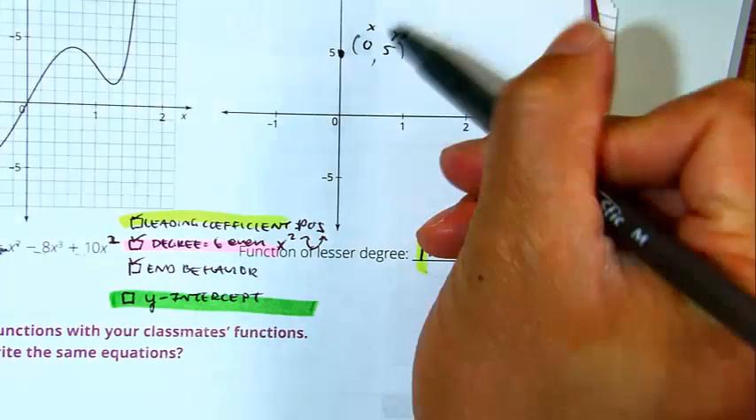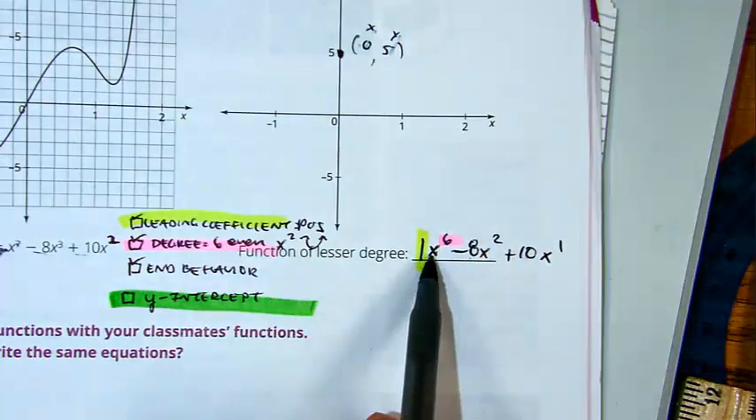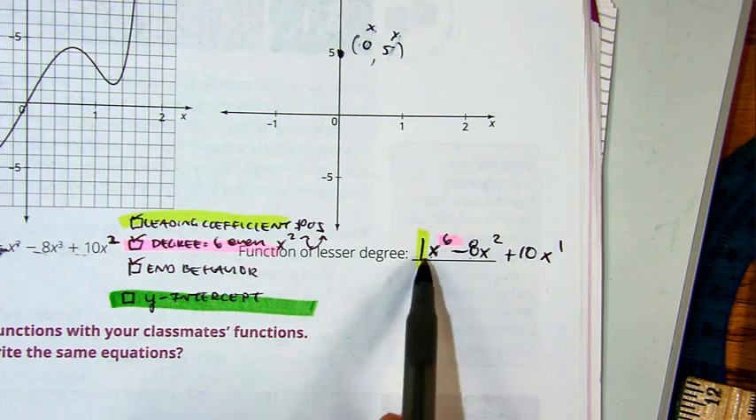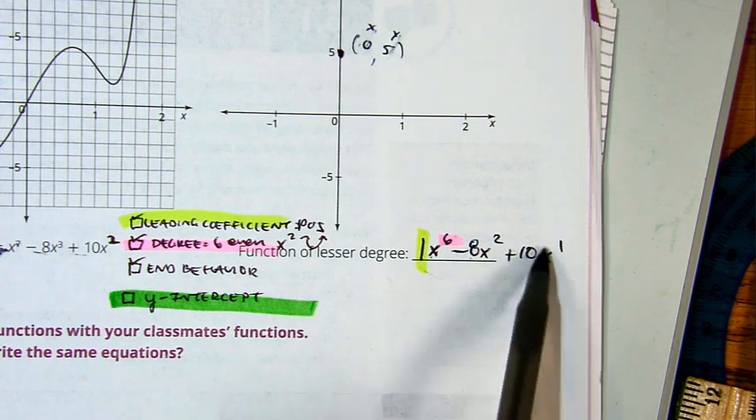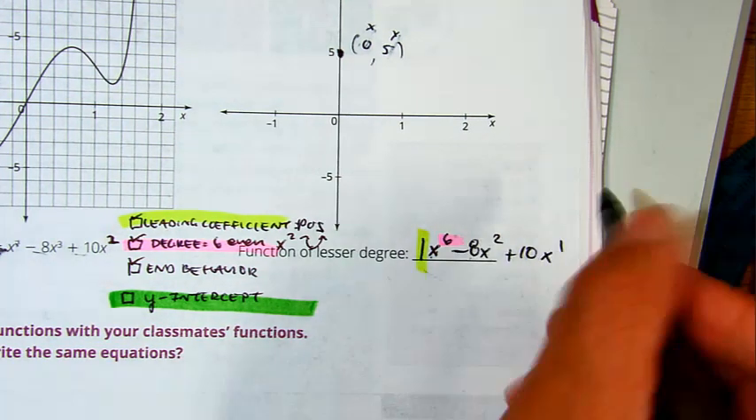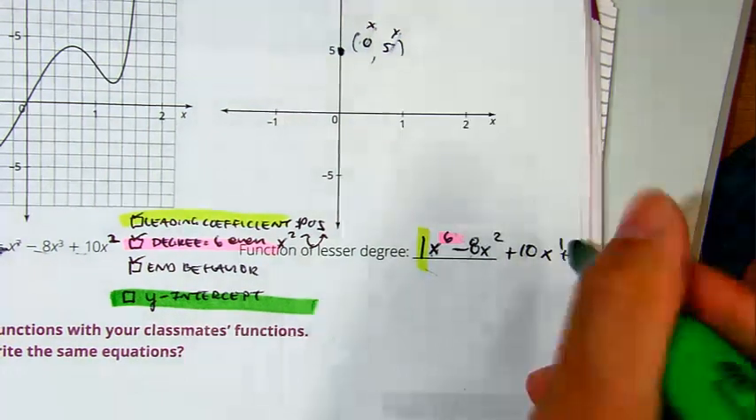Your x value is 0. Your y value becomes some kind of number. So if I put in 0 here, 0 to the 6th power is 0. 0 times 1 is 0. That means this all becomes 0. This all becomes 0. So if you add all that together, it is equal to what? 0. So your y-intercept is actually 0.